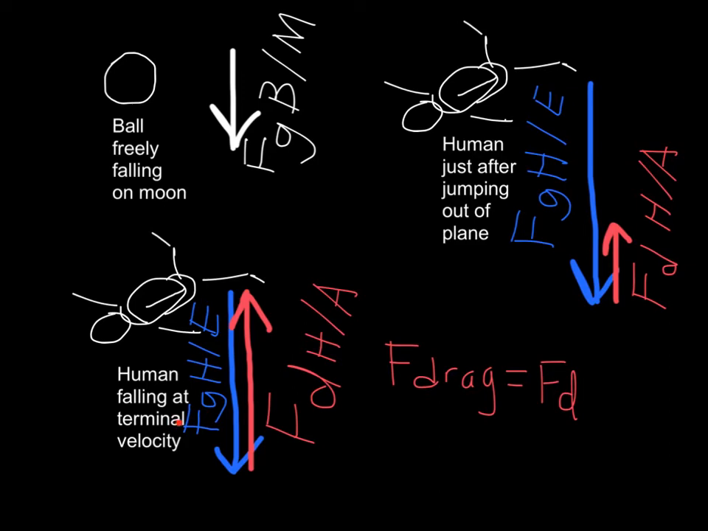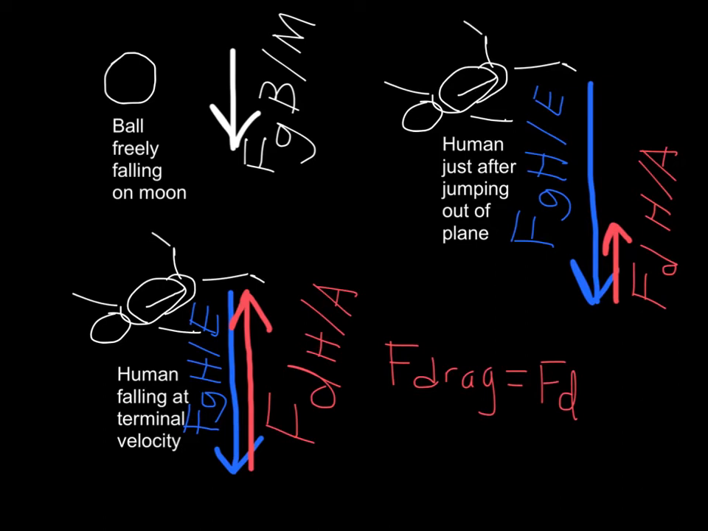Over here is a human falling at terminal velocity. Terminal means last. And you can see it still has the same gravitational force on the human from the earth, but now the human has sped up enough so that the drag force on the human from the air is equal in size, opposite direction. These are not action-reaction pairs because this is drag, this is gravitational force, and they're both acting on the human. So they're not action-reaction pairs, but they are equal and opposite in direction.